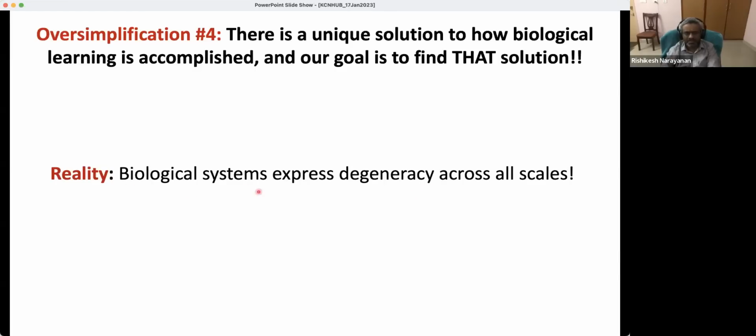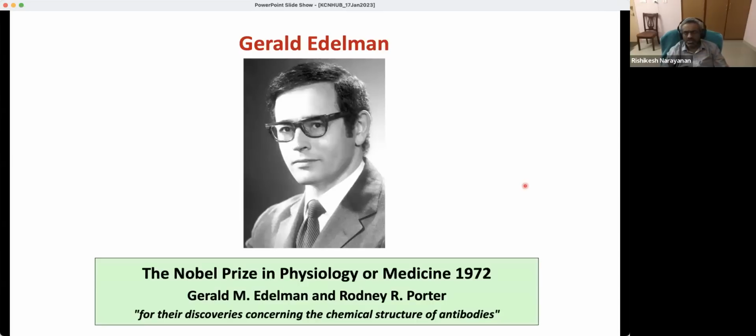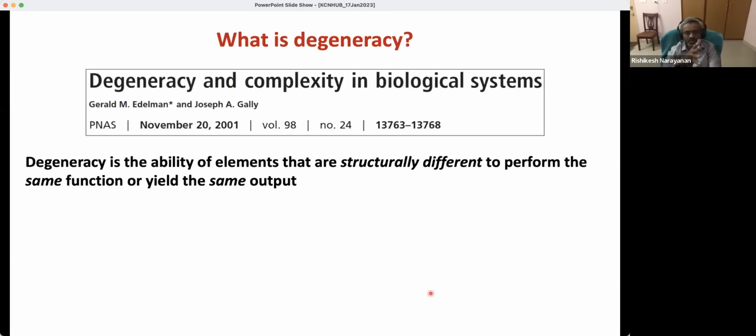Right? So it turns out that biological systems express degeneracy across all scales. So what is degeneracy? So this is Gerald Edelman. He got his Nobel in physiology and medicine in 1972 for the chemical structure of antibodies. Right? So nothing related to what we are talking about as of now. He's not here for his Nobel. He's here because he wrote this very fundamental, insightful, and one of the most important reviews that I ever read. It changed my perspective of how I think about biology as a whole.